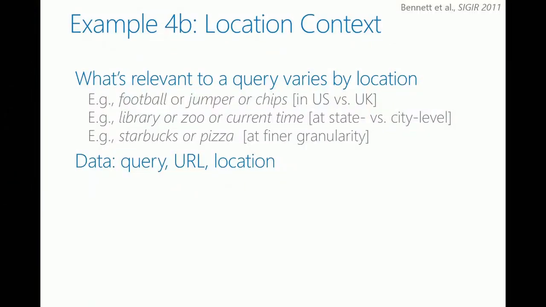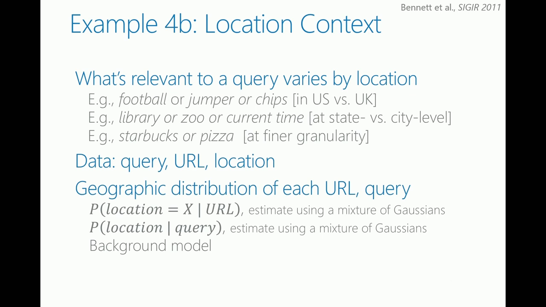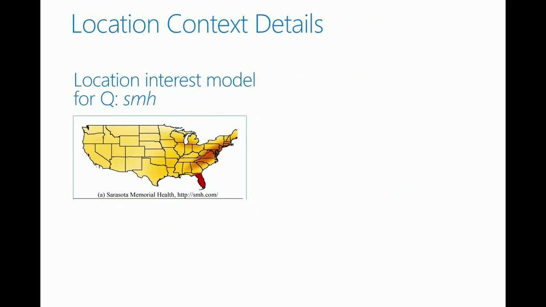And so for all this work, what we did is looked at queries, URLs, and inferred locations. And what we want to do is estimate a function that looks at the interest that I might have in a particular URL based on my current location. And similarly, what the query might mean based on my location. And there's clearly a background model that doesn't take location into account at all. And so here's a picture of this interest model.